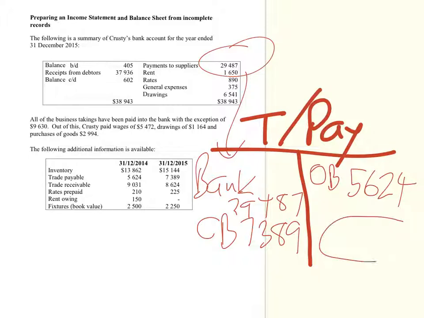So the missing purchases figure will be the figure that appears on that side. So we're going to add up the debit side's two figures, subtract the 5624, and the remaining figure will be credit purchases for this year. So watch the next slide for this.